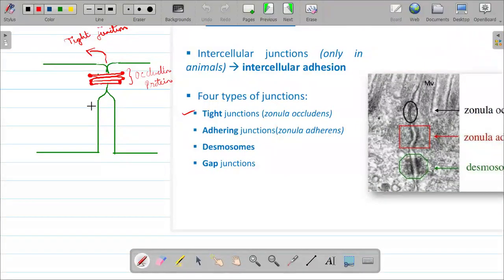I'm going to take another set of protein, not red color. I'll take blue color here. Let's take a bolder line.